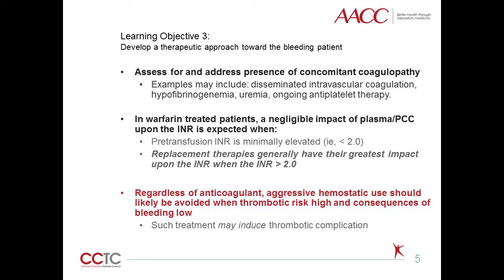It is important to assess for concomitant coagulopathy, which may be suggested when coagulation parameters fail to normalize as expected. If present, such competing etiologies for coagulopathy may require additional treatment considerations. In regards to plasma and PCC, the greatest potential impact upon INR is expected when the INR is 2 or greater. In circumstances where the baseline INR is less than 2, the INR reduction, particularly from plasma, is negligible.